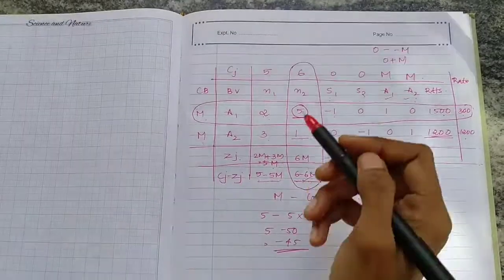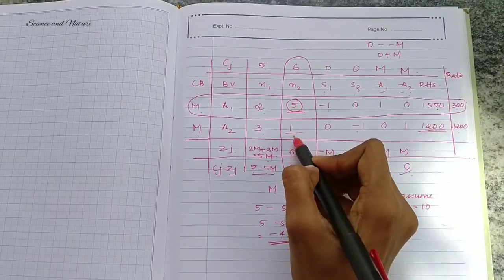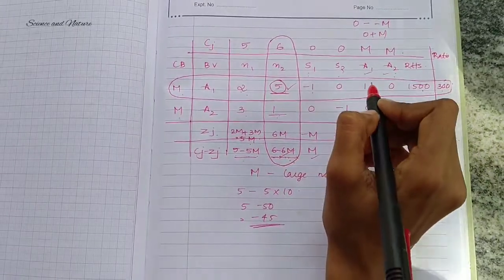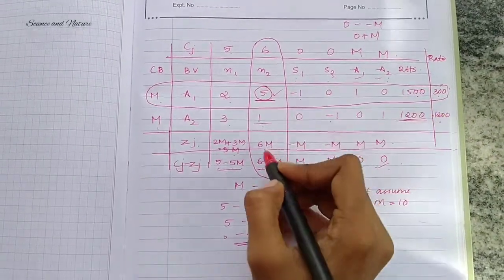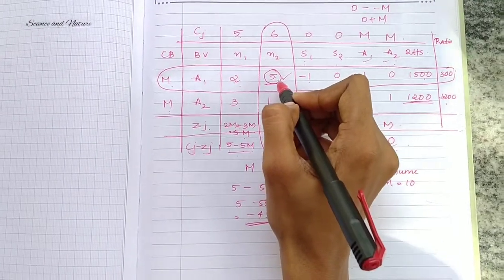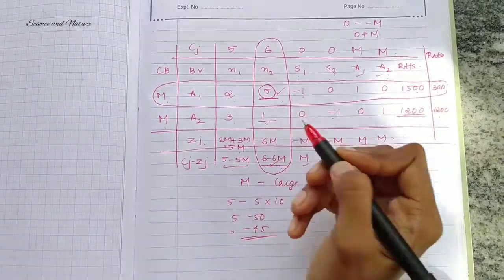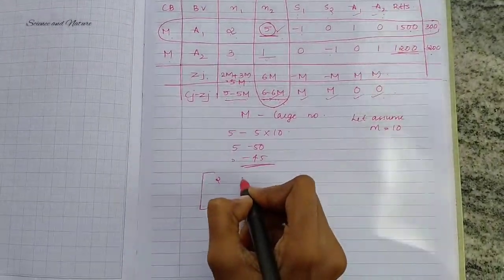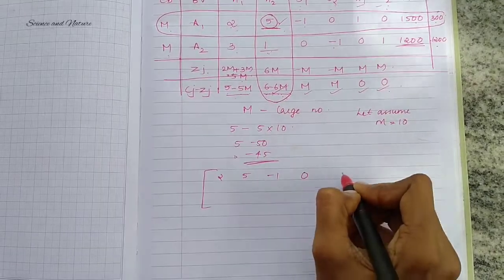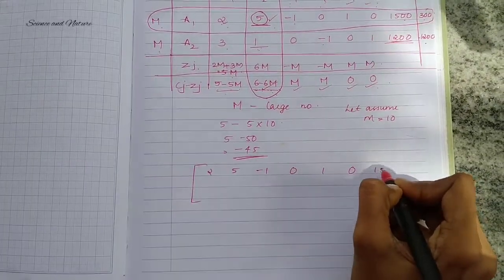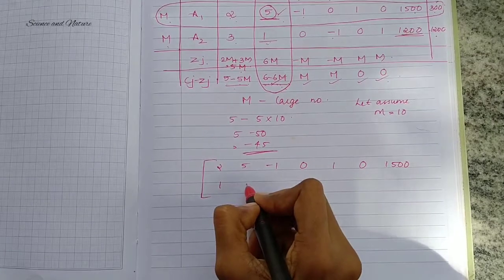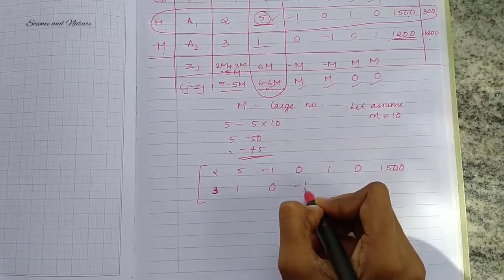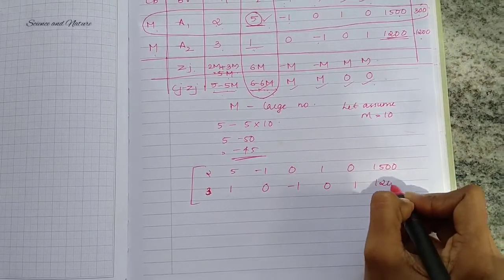So we should make 5 as 1 and the 1 as 0. That means the key element should always be 1 and the number above and below should be 0. So in this case 5 should become 1 and 1 should become 0. So we should form the matrix 2, 5, minus 1, 0, 1, 0, 1500, 3, 1, 0, minus 1, 0, 1, 1200.